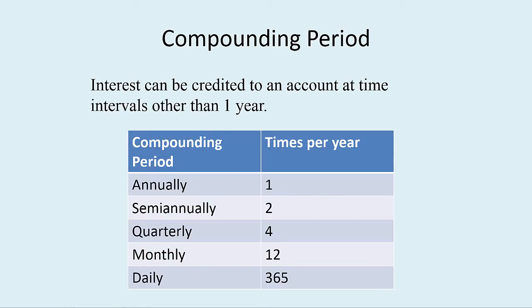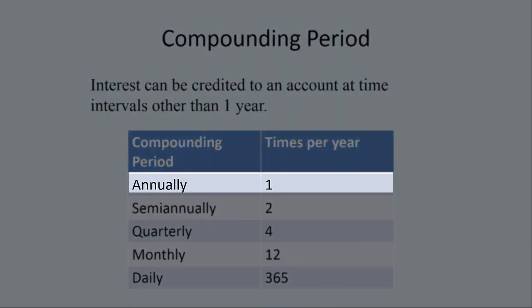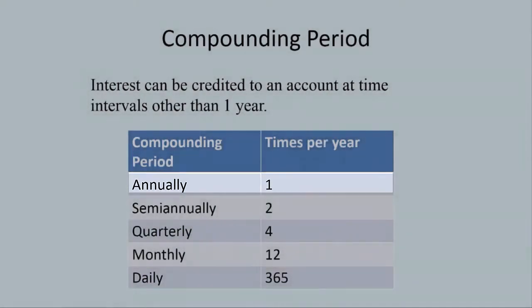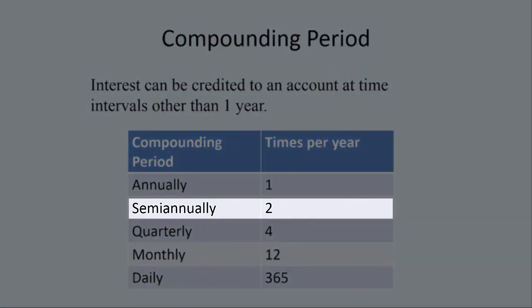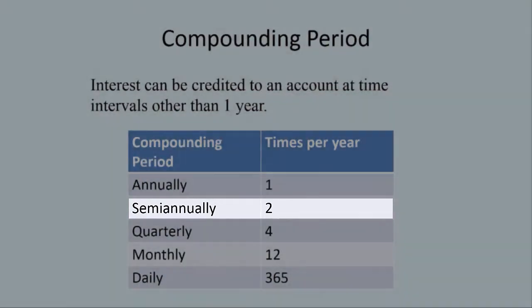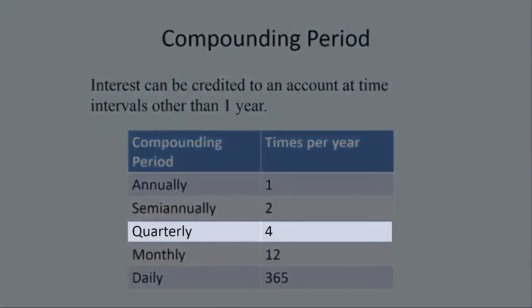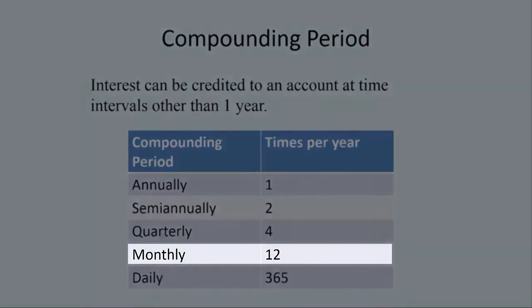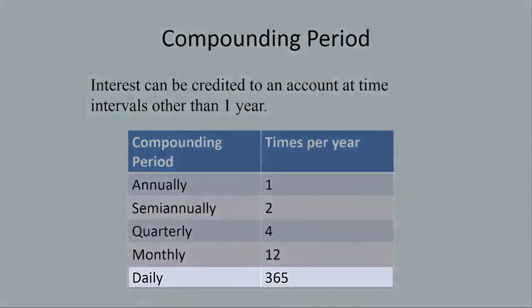With compound interest, after a certain period of time known as the compounding period, the interest earned so far is credited, or added, to the account, and the sum, principal plus interest, then earns interest during the next period. Interest is commonly credited to the account annually, which means one time per year. But it can also be credited to the account semi-annually, which is twice per year, quarterly, which is 4 times per year, monthly, which is 12 times per year, and even daily, which is 365 times per year.